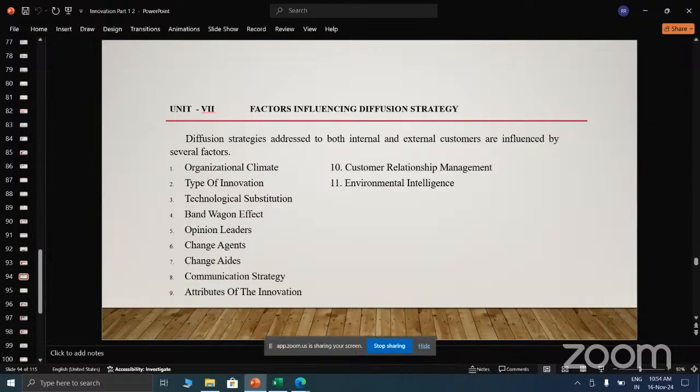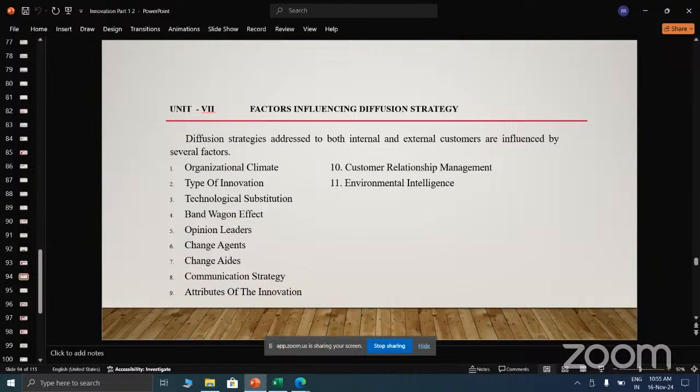Now let's look at the factors that influence the diffusion strategy. We have around 11 factors that influence the diffusion strategy, which are both internal and external to customers. These are organizational climate, which should be healthy. Type of innovation: what type of innovation, if it is a new innovation, an addition innovation, or a slight change. Then technological substitution, if there is a development in technology, the bandwagon effect, and the opinion of the leaders. Opinion of the leaders may change.